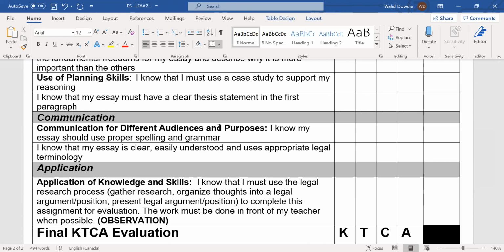To complete this assignment for evaluation, work must be done in front of my teacher when possible. So that's simply like the writing process, but it's designed in a way to talk about what you would do in a law firm if you're a lawyer. You need to gather your research to make your argument, then organize your thoughts into a position, and then you must present your position argument. Right, same idea, which is outline, rough draft, final draft.